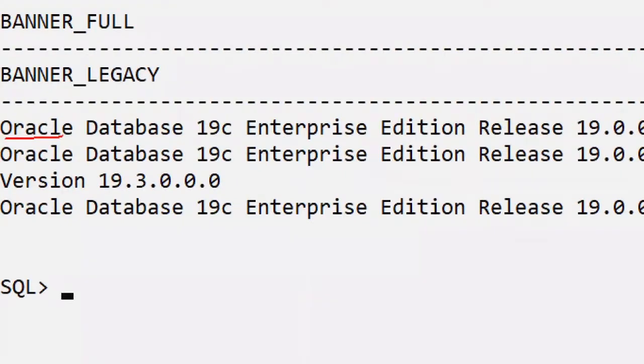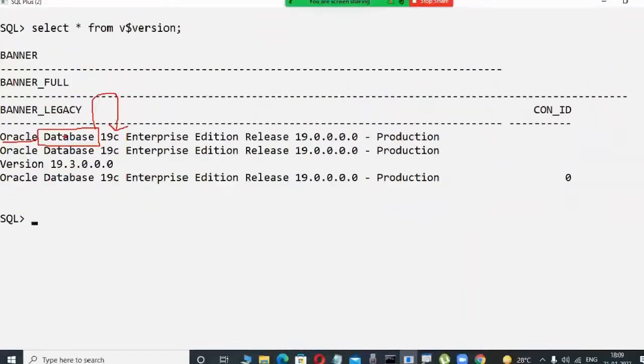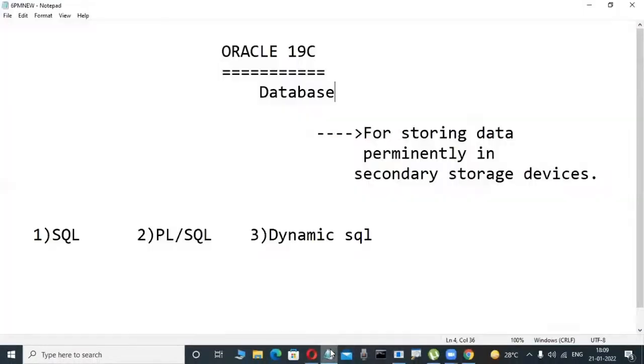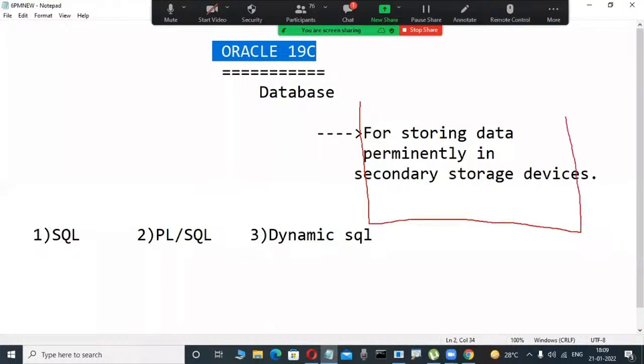Oracle is a product from Oracle Corporation. But what type of product is it? A database product. The version we are learning in our course, 19C, is a version of this DB product. What is a database? Once we install the Oracle software, some place is automatically created on the disk. In this place, we store data permanently.